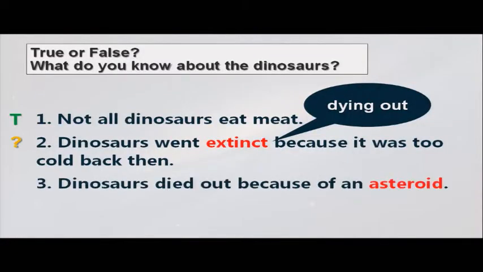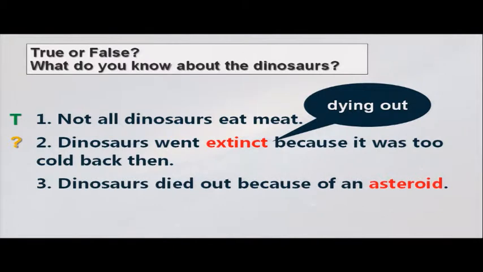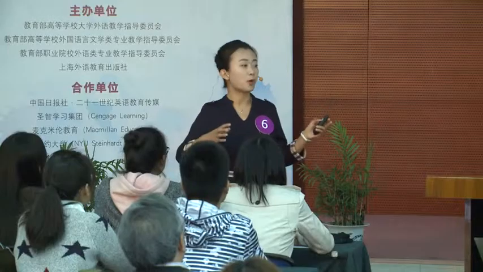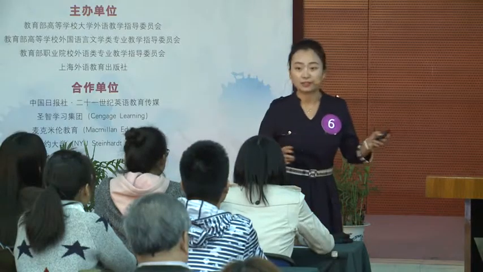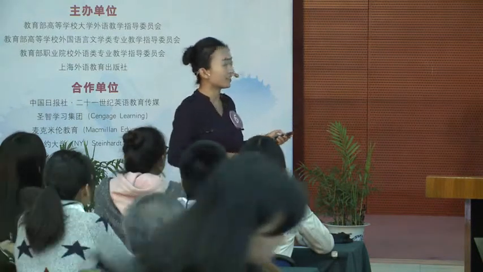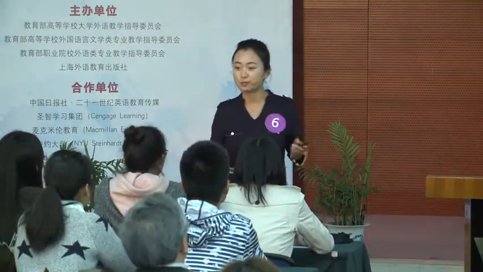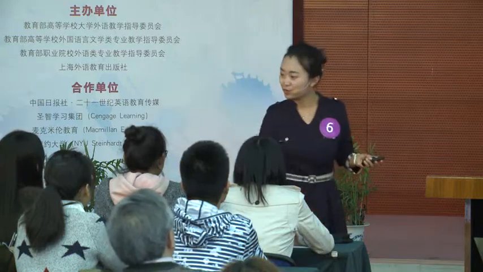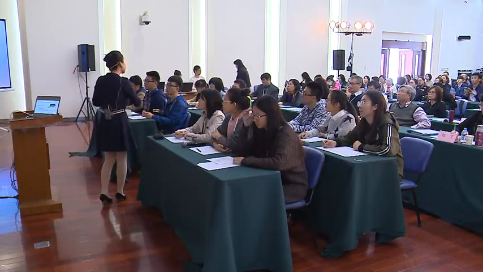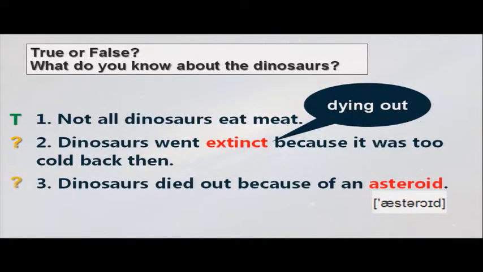And number 3, dinosaurs died out because of an asteroid. Here is a picture of an asteroid. Okay, these are little small planets moving around the sun, right? And pay attention to the pronunciation here. Okay, yes. So true or false? You think it's true. Others? True? Okay, doesn't matter. Again, a question mark.